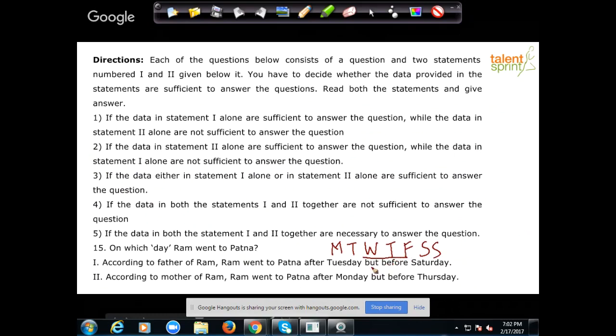Now, with this statement, I am not able to tell you exactly when Ram went to Patna, which means that option 1 does not hold. Statement 1 alone is not sufficient to answer the question. According to Ram's mother, he went after Monday but before Thursday, which means Tuesday, Wednesday. There is only one overlap, Wednesday, which means that both the statements are required to answer the question. And yes, the answer is Wednesday. Ram goes to Patna on Wednesday.